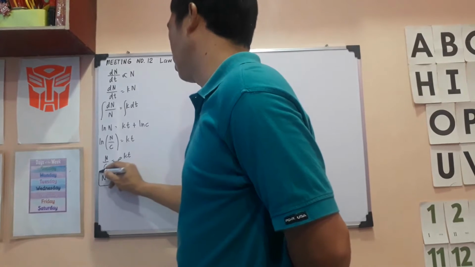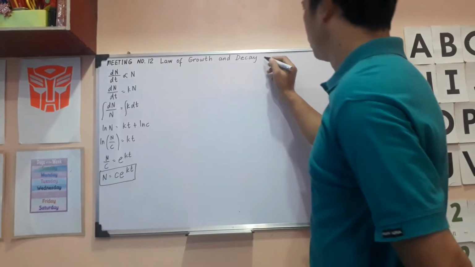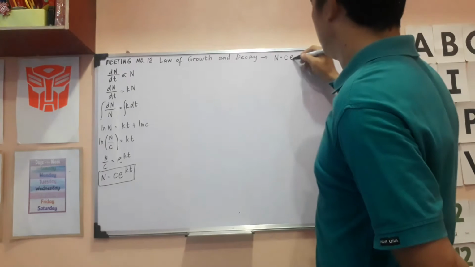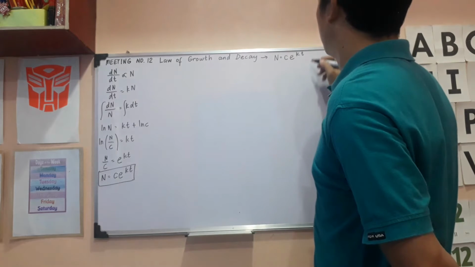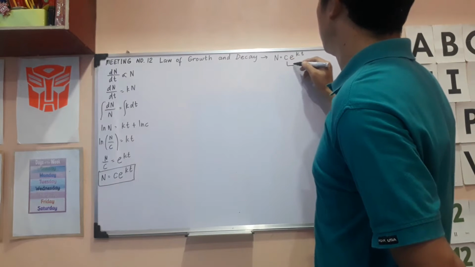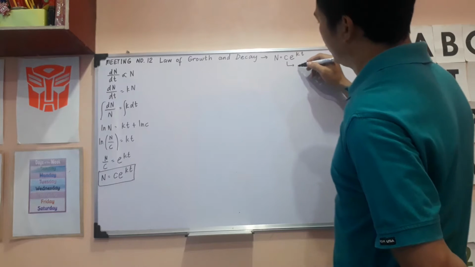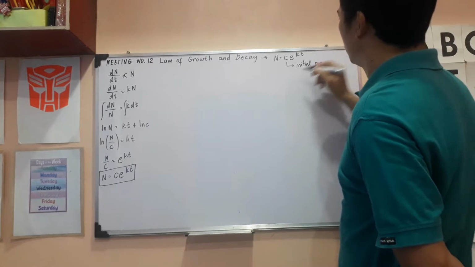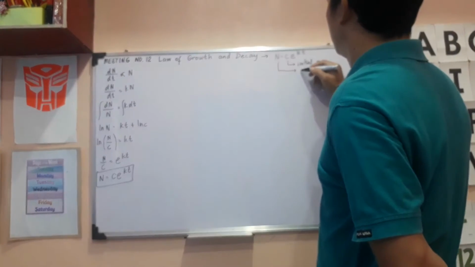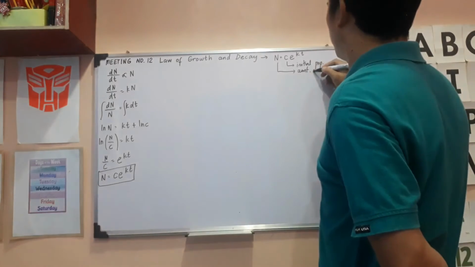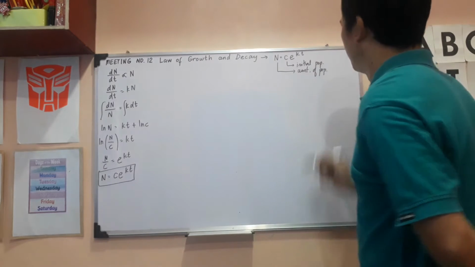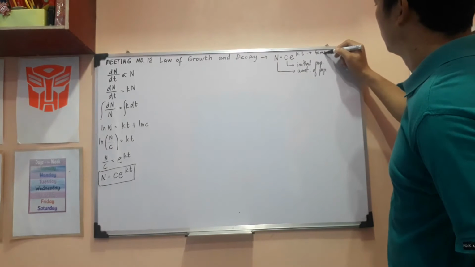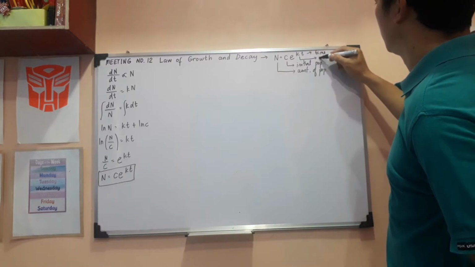So this is our working formula. That for the law of growth and decay, we have N is equal to C e raised to kt. Of course, C is the initial population, and then N is the amount of population after some time, and this is the rate.